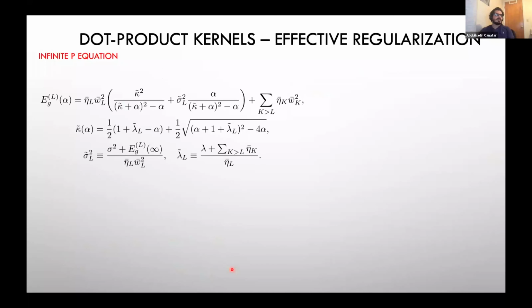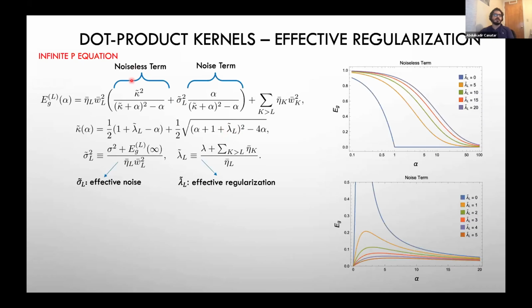And now let's study the generalization error in this limit. This is basically what I obtain. Here, sigma tilde squared is what I call effective noise, and lambda tilde L is what I call effective regularization, which just appears here. There are also two different terms. One is the noiseless term here. If you are familiar with random feature models or random matrix theory, this is the bias. And there's a noise term.